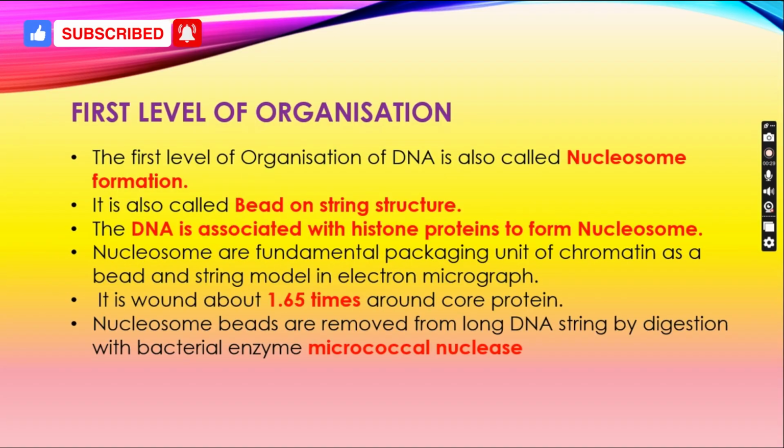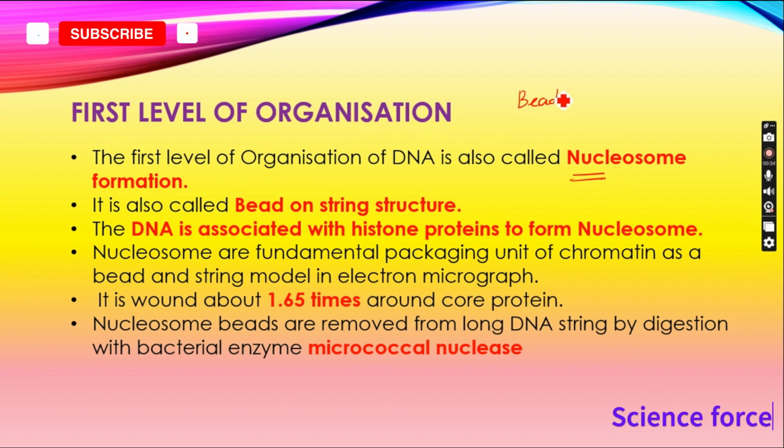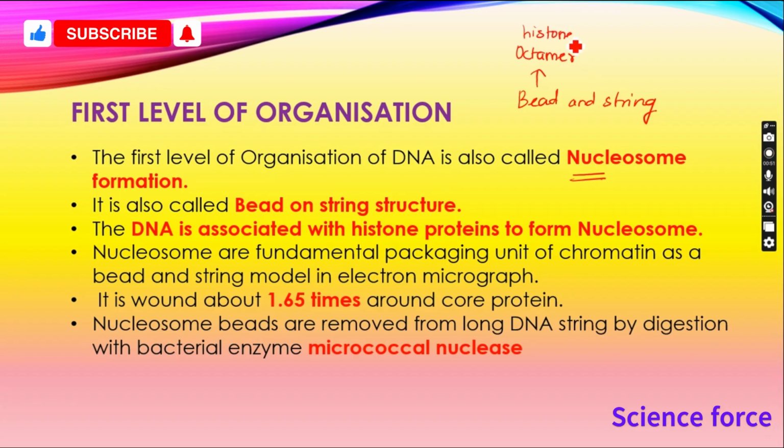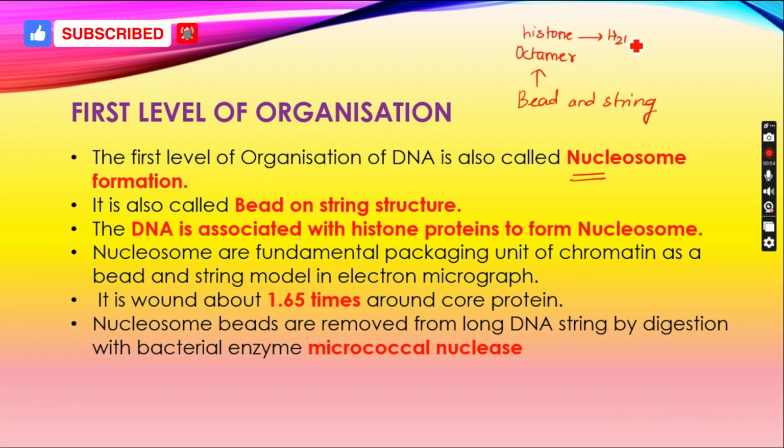First, the first level of organization is known as the nucleosome organization, or the bead and string model of organization. It is known as the bead and string organization because here the bead is going to be an octamer histone. Octamer histone means it consists of an H2A, H2B dimer on top and bottom, and an H3 and H4 tetramer at the center.